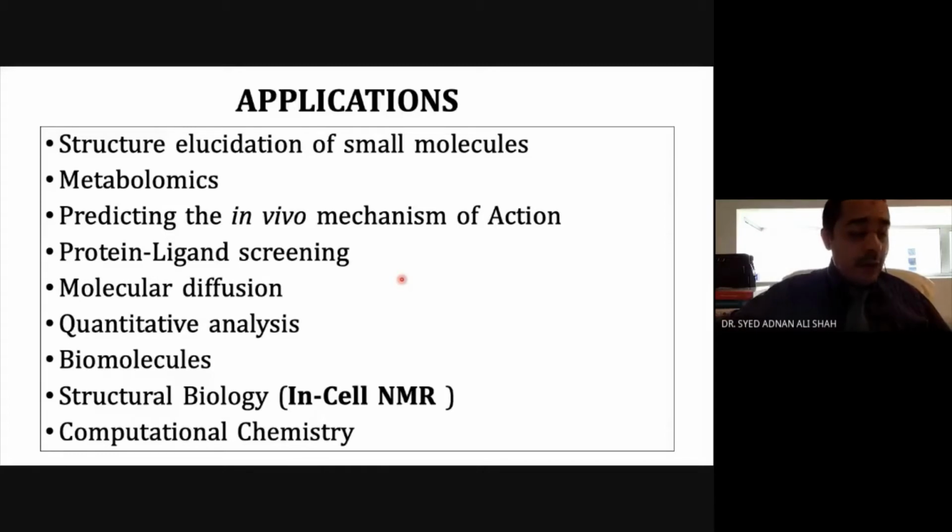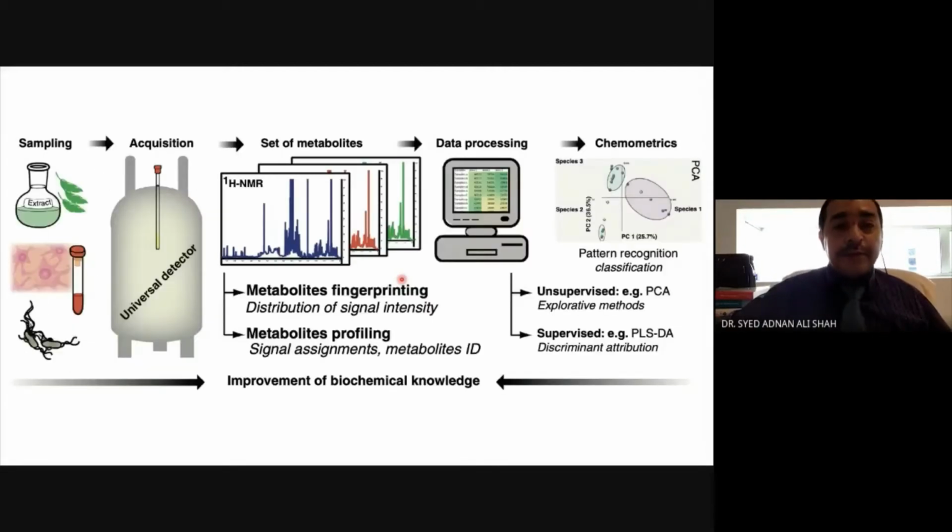Some fascinating work was done last month at Bruker BioSpin Germany. They have elucidated the structure of RNA through nuclear magnetic resonance. I will show how beautifully they have characterized the RNA structure through this fascinating technique. And then I will go to structural biology in cells and nuclear magnetic resonance. And at the end, the contribution of NMR in the field of computational chemistry.